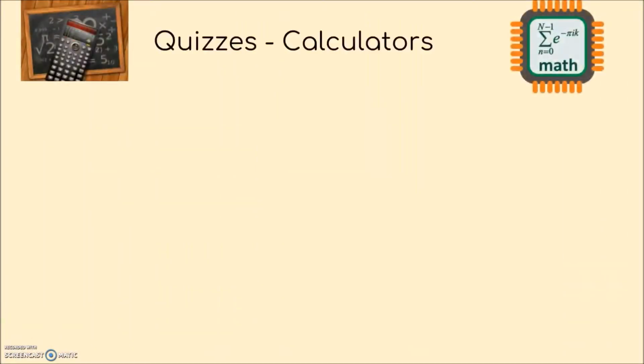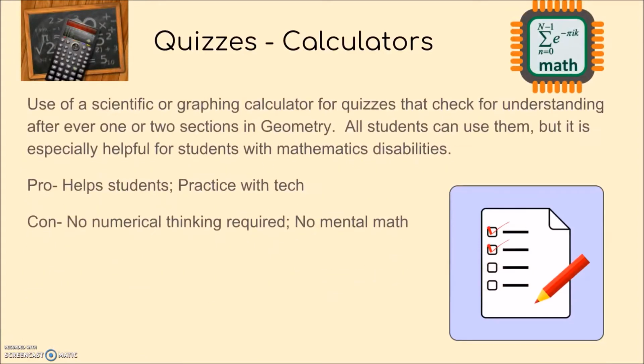The second piece that we're going to look at are my quizzes that I give. Usually after 1 to 2 sections, I give a quiz on the material from that topic. And students can use a calculator. It's a simple tech advantage that can assist with students who have any type of numerical disability.